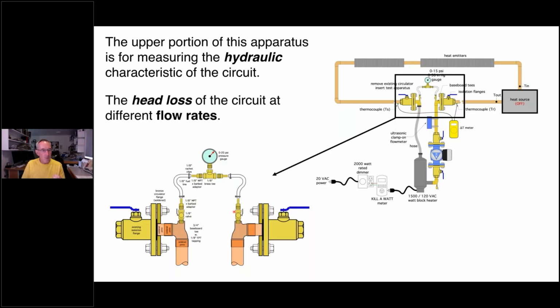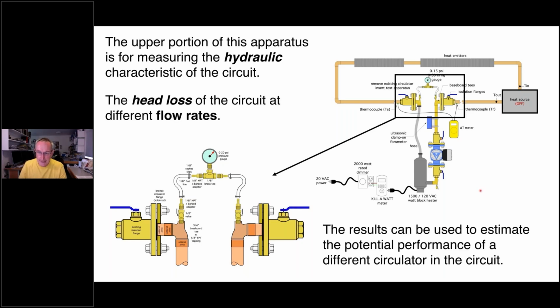So at that point, we will know a pressure differential, and we will have that ultrasonic meter back over here that's actually giving us the flow rate that corresponds to that pressure differential. And we're going to do that for several different flow rates, and then I'll show you how to organize that data and come up with what we call a circuit head loss curve.